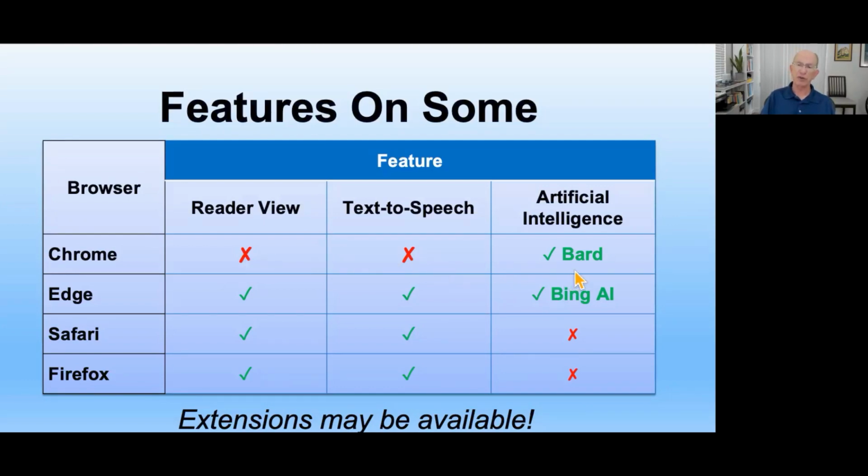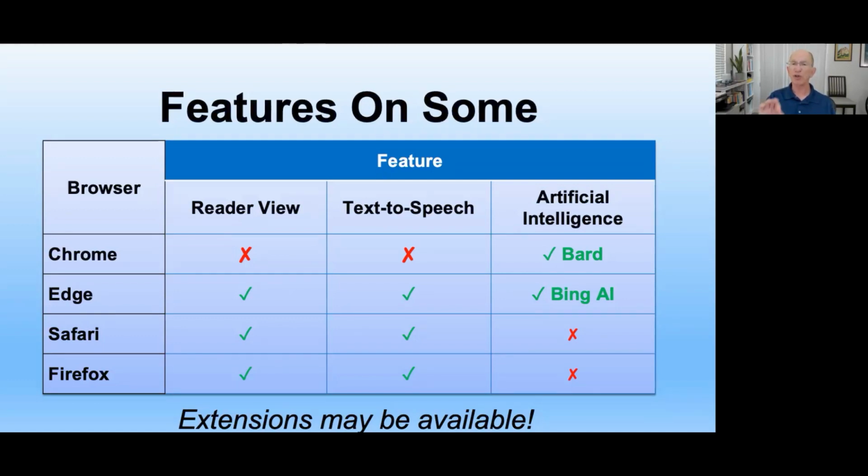It does give you, at least in the US right now, access to Bard artificial intelligence, and Edge gives you access to Bing artificial intelligence, Bing AI. Safari does not have an AI tool, and Firefox does not. But again, there are extensions, and you can go to websites like Bing directly and Bard directly as well.